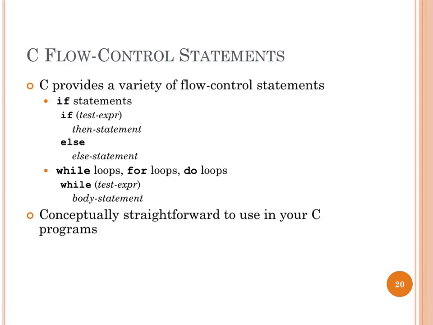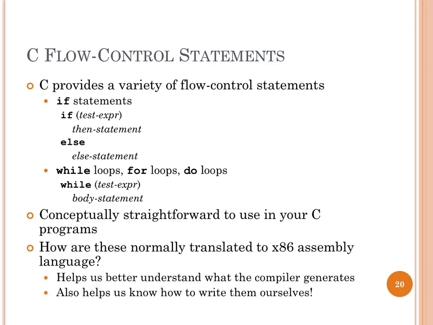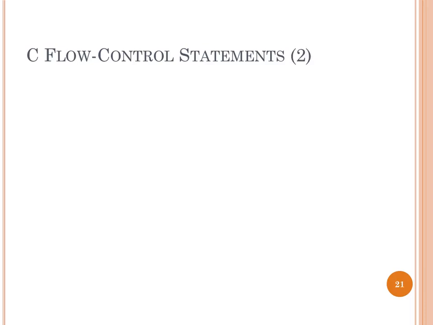So we know how to use these in your C code, or whatever code you're writing, Java, or Python, or SQL, or whatever. Most of these languages have some kind of conditional operations and looping constructs. So how would we translate something like a C flow control construct into x86 assembly code? Okay? This will help us understand what the compiler generates. And of course, you will be called upon at least a couple times in this class to write your own flow control in assembly code. So it'll be helpful to see how this is done.